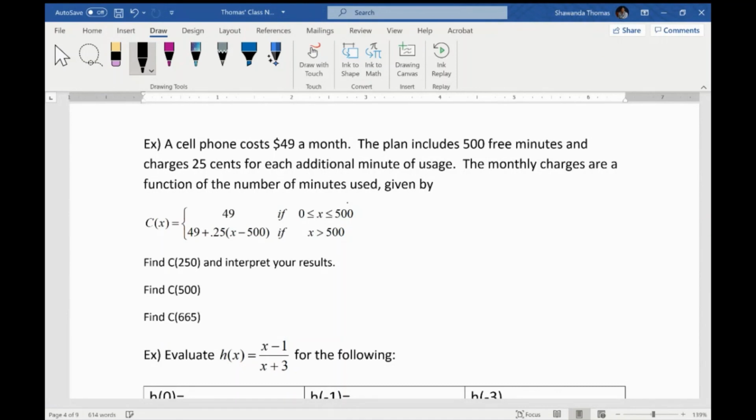All right, what about C of 500? First piece or second piece? The first piece. First piece again, so the answer would be 49. 49 again. All right, what about C of 665? First piece or second piece? The second piece. Second piece. I want y'all to work on that. So C of 665 equals, I want y'all to put down what the right side should look like.